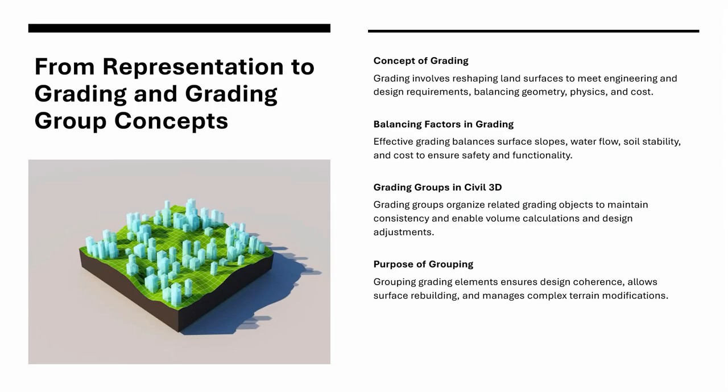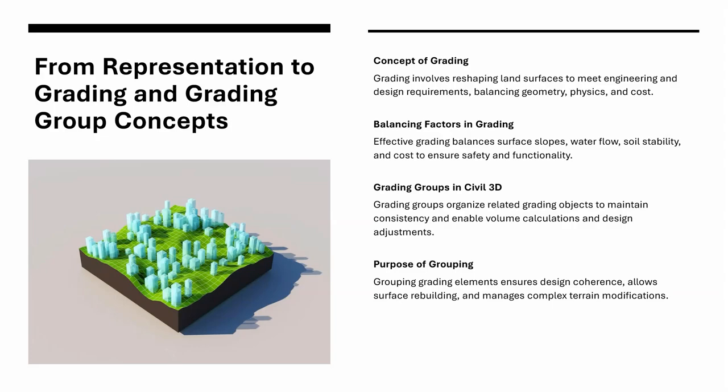Practicality: moving earth is expensive. Every cubic yard of cut or fill costs money in hauling, compaction, and disposal. A good grading design will minimize unnecessary movement of soil, particularly off your site. So grading is not arbitrary drawing. It is an optimization problem, one that balances safety, cost, drainage, and constructability. In Civil 3D, a grading group is essentially a container that will hold related grading objects as it ties them back to a parent surface.